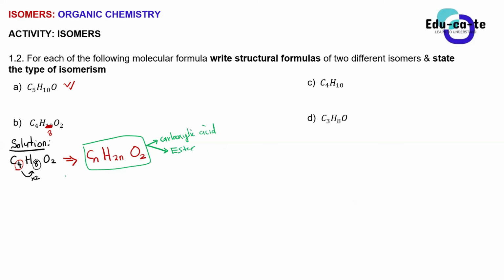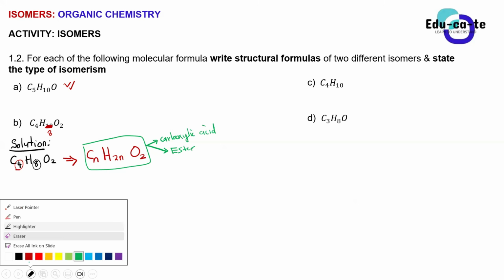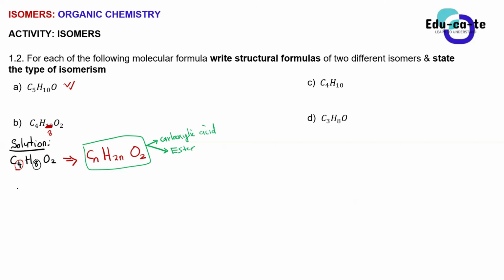For you to find the number of hydrogens, you need to multiply the number of carbons by 2. Then you must have 2 oxygens at the end. So you have a carboxylic acid and an ester. Those are the 2 possibilities that you can form from this. So what two isomers can you write there? Give me just a name, then I'll write it.